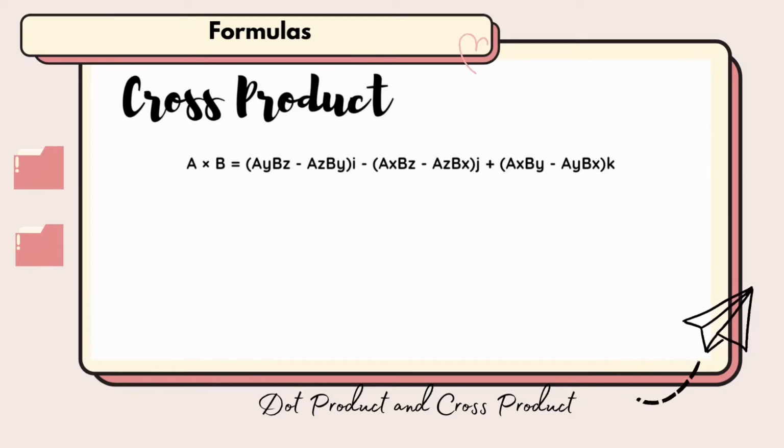To find the I direction, simply cross multiply the J and K components, same as the J direction and K direction. J is equal to cross multiply I and K. K is equal to cross multiply I and J. Now, example. Let us use the matrix printed on the screen.